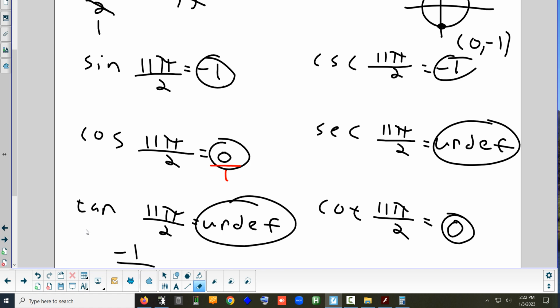Any questions on that? So that's the first part of the unit circle trick. Tomorrow we'll look at coordinates that are 30, 60, and 45.